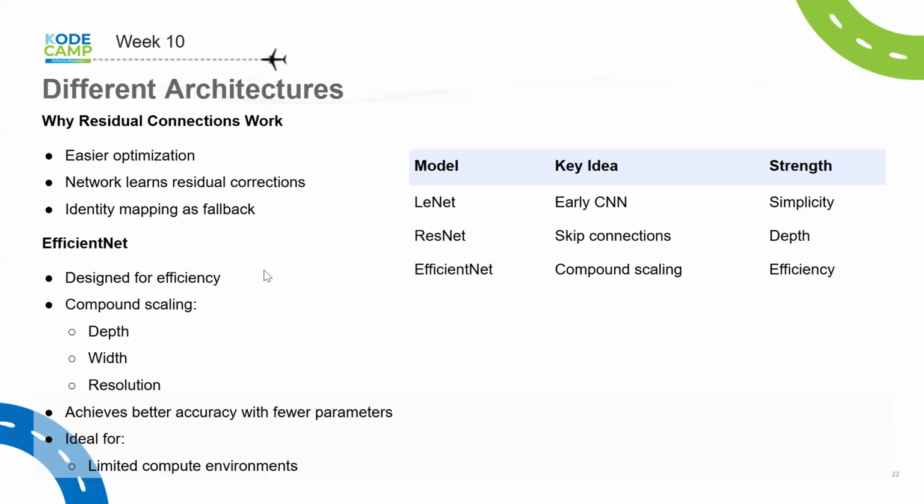So the new nets that came after the ResNet, right? We have the EfficientNet. So LeNet, remember the early CNN, it was simple. There was no skip connection, so it could not go deep. So it couldn't learn a lot, or it couldn't do very complex stuff. It could only do the MNIST, which we are going to try out later. Then the ResNet came with the skip connections, and so you could get deeper neural networks.